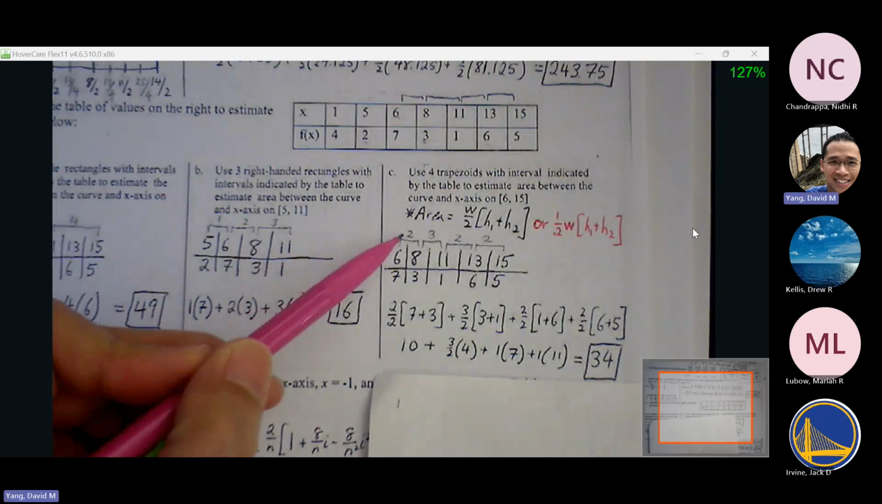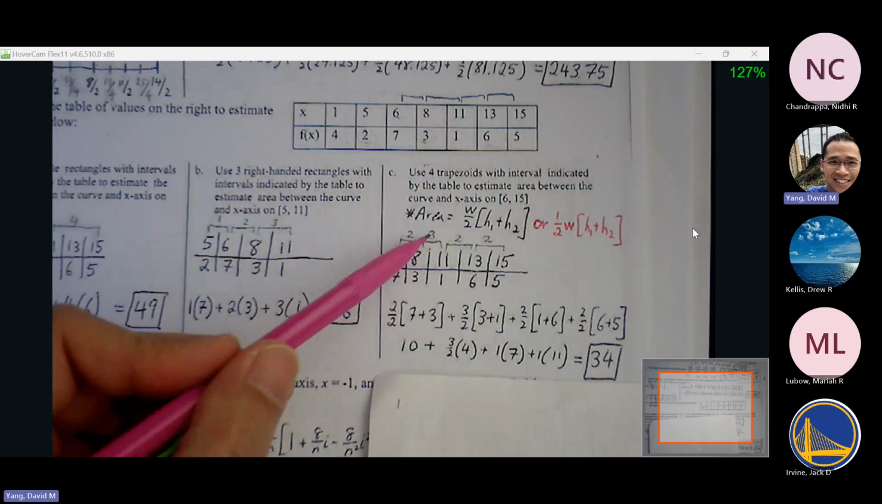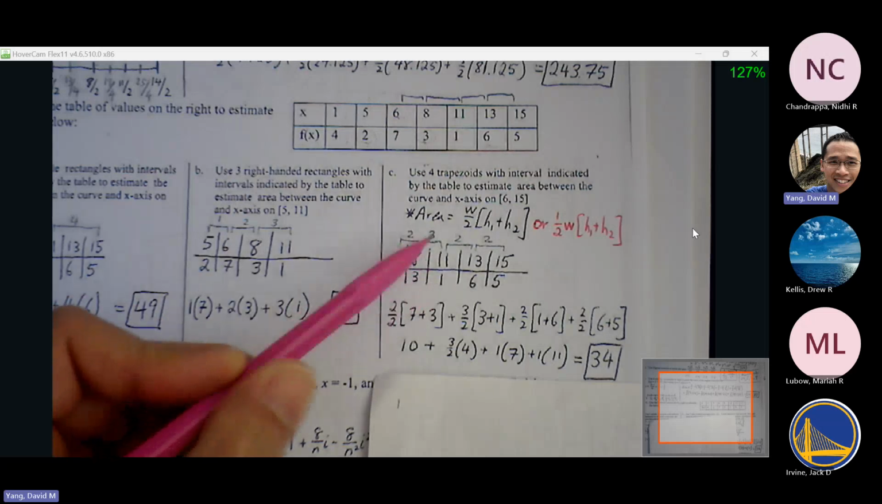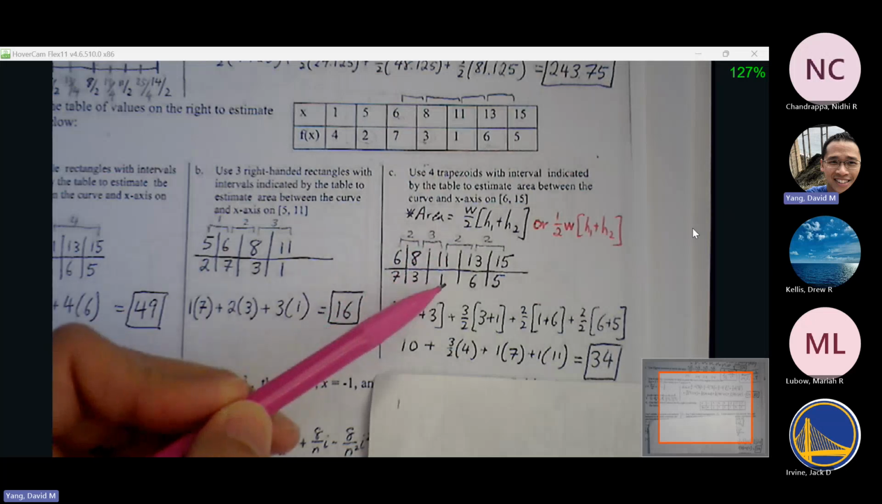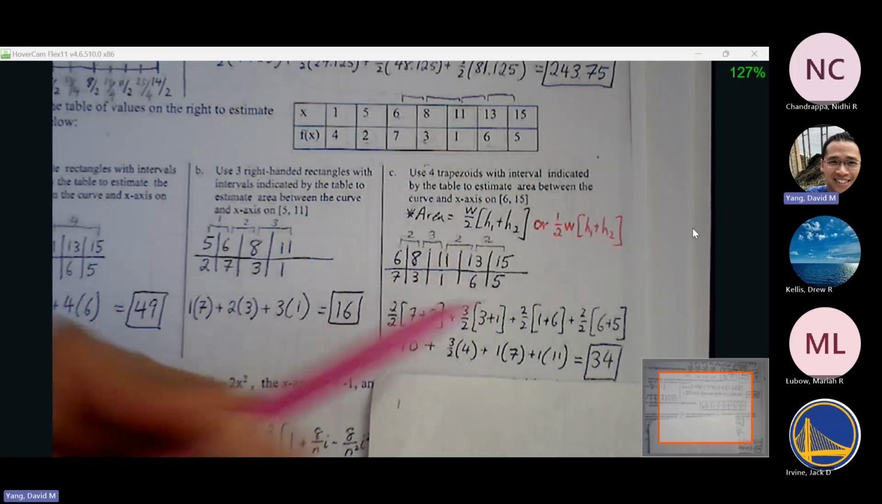So 1/2 times 2 times 7 plus 3, 1/2 times 3 times 3 plus 1, 1/2 times 2, and then parentheses 1 plus 6, 1/2 times 2, parentheses 6 plus 5.